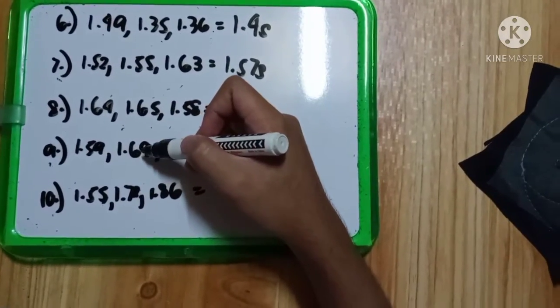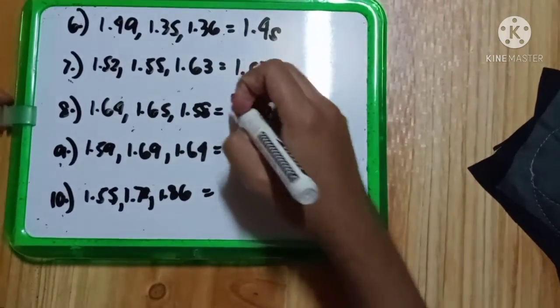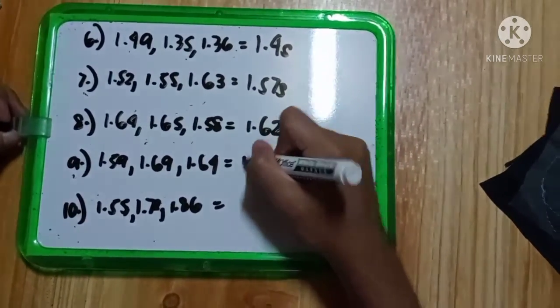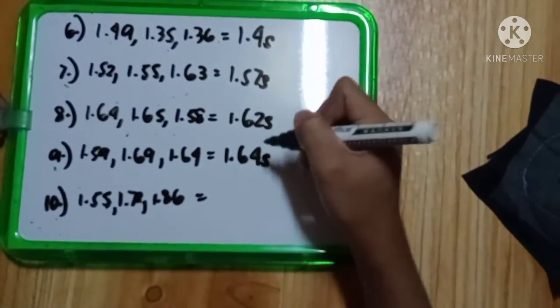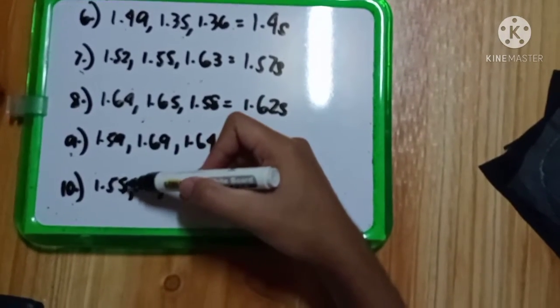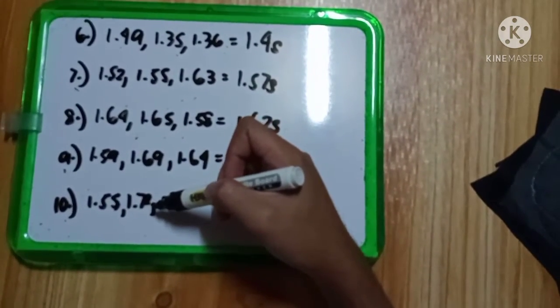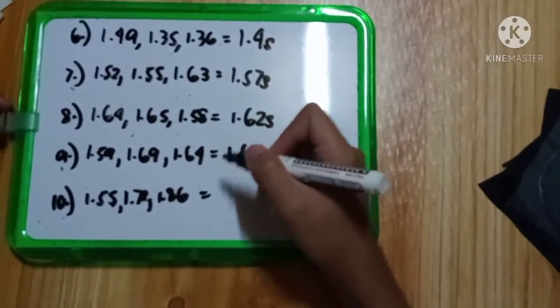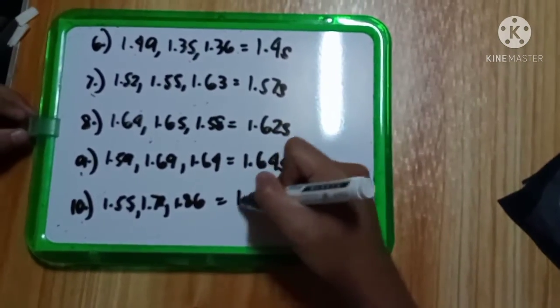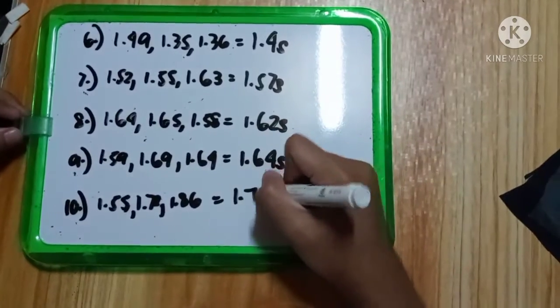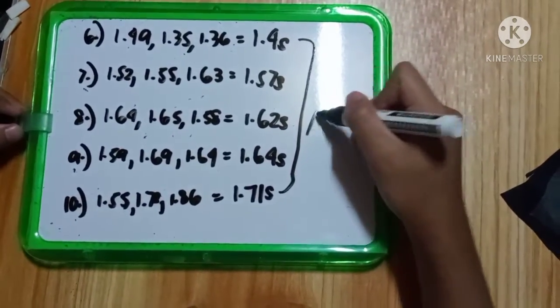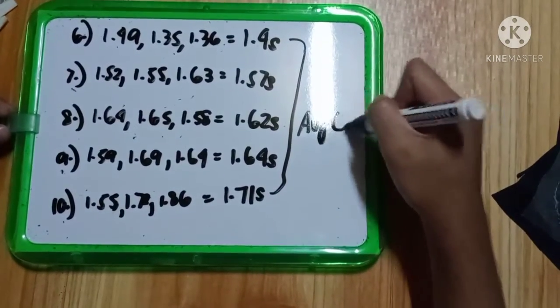1.59, 1.69 plus 1.64 divided by 3 is equal to 1.64 seconds. And lastly, 1.55 seconds plus 1.72 seconds plus 1.86 seconds, all divided by 3. The result will equal 1.71 seconds. And these are also their average time.